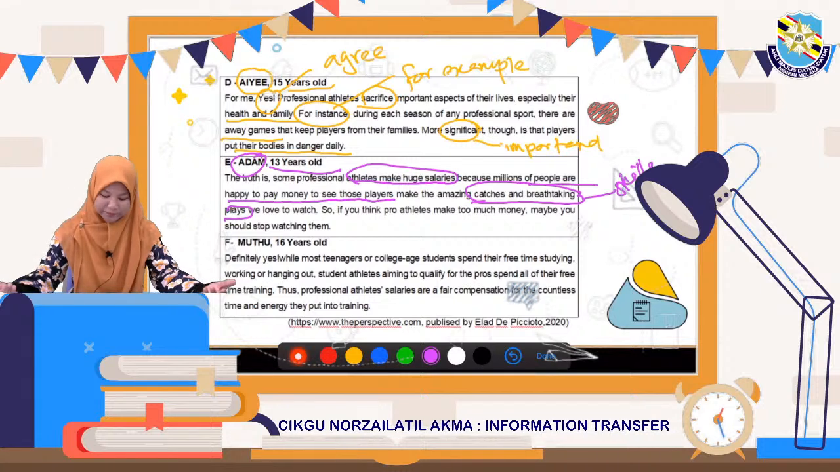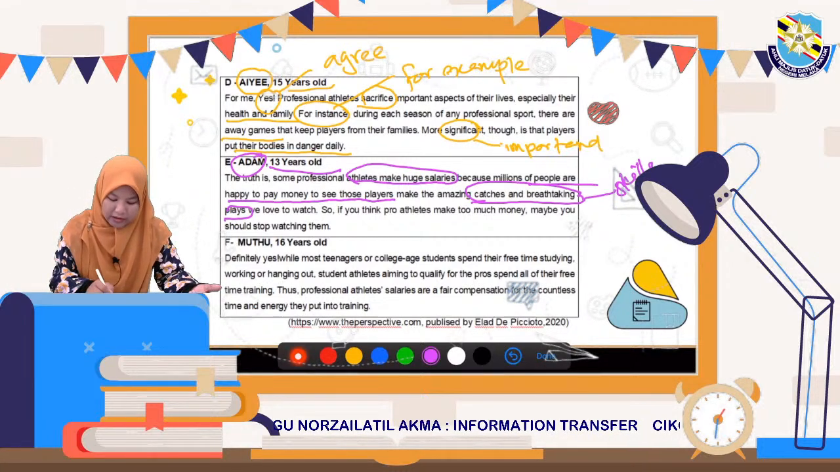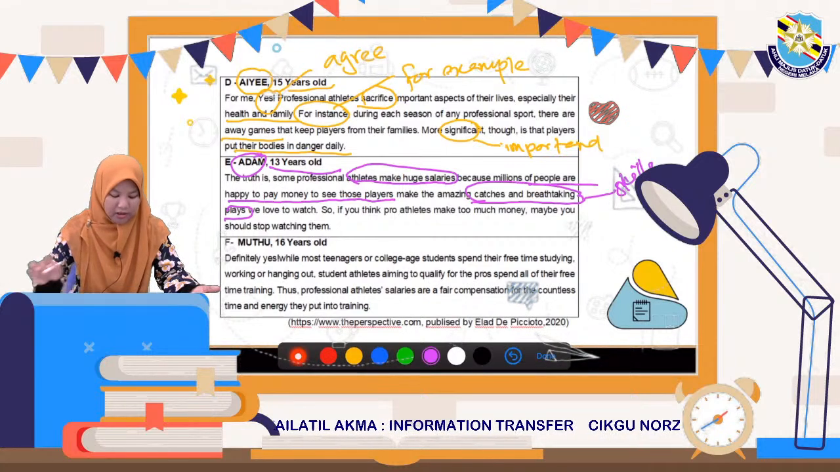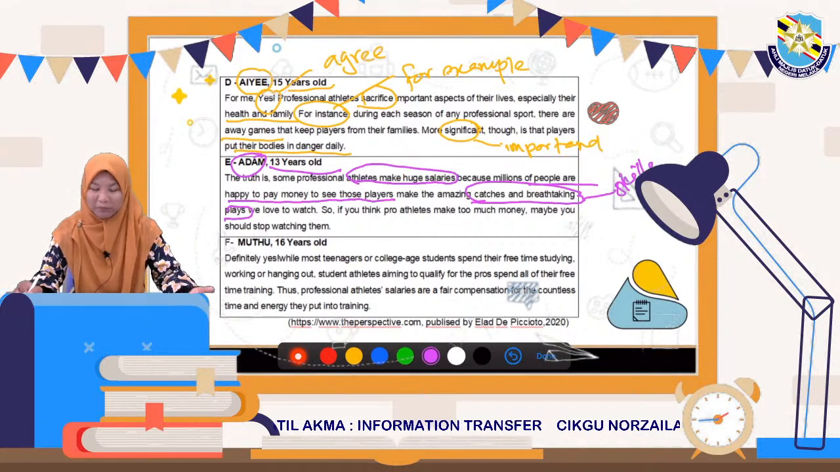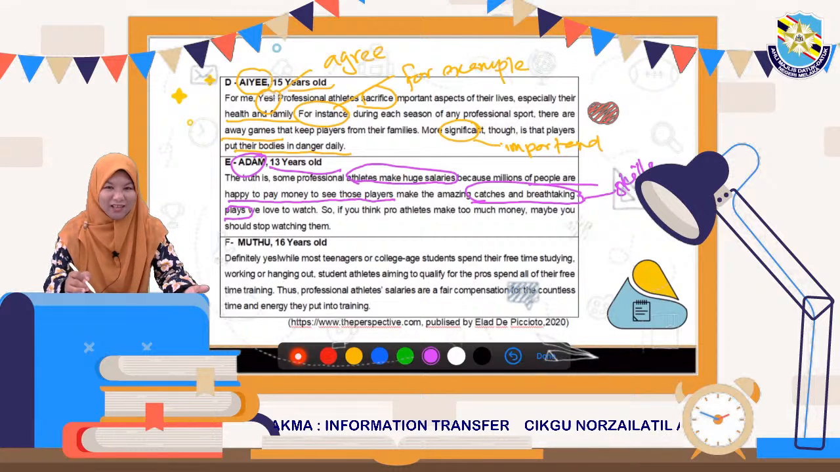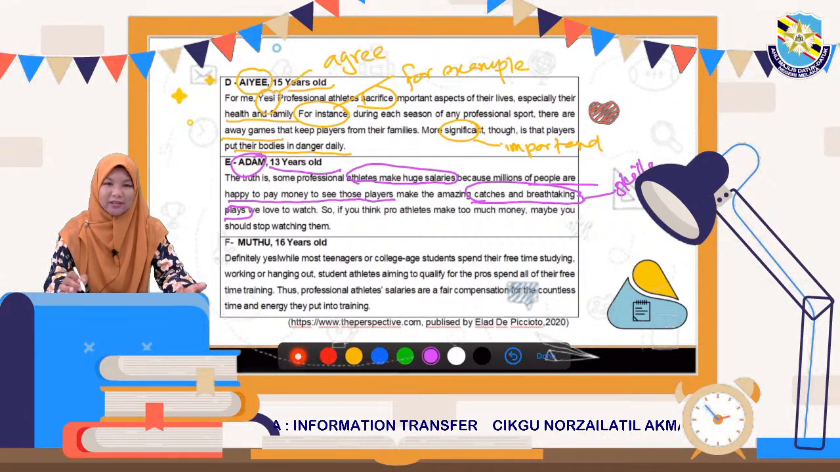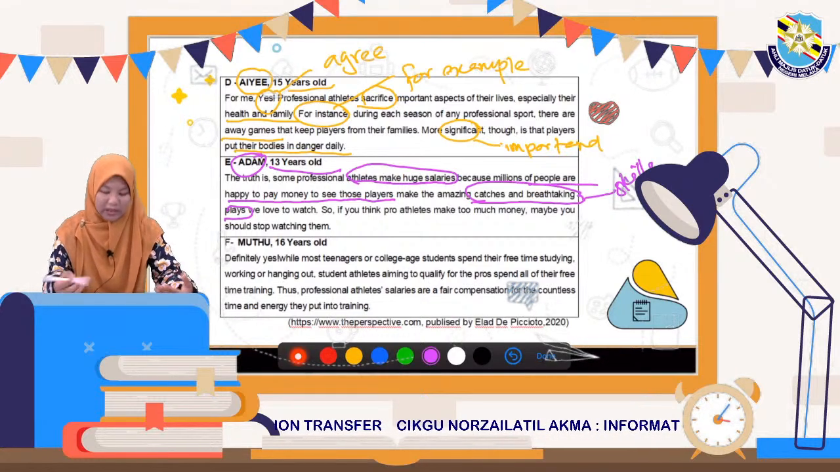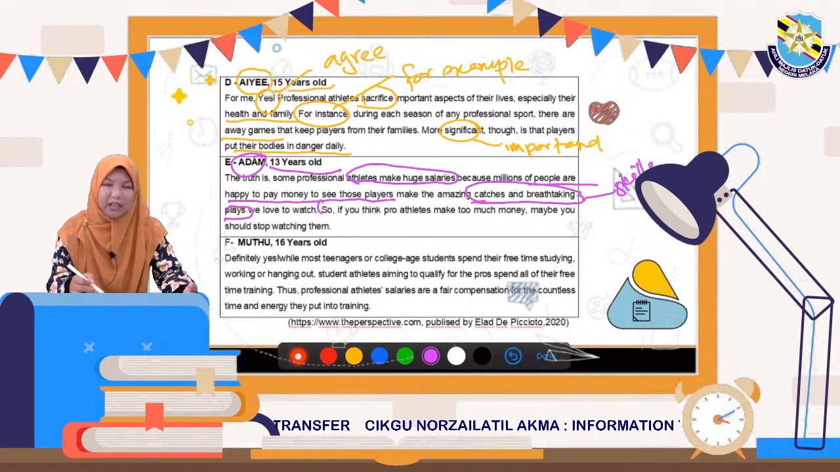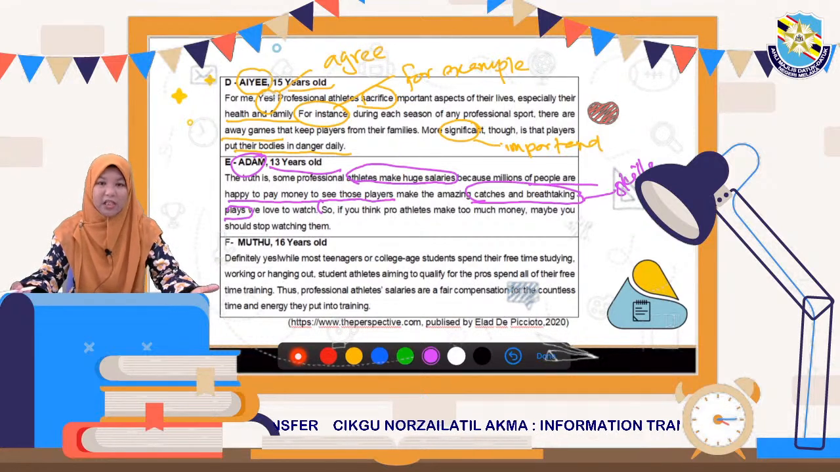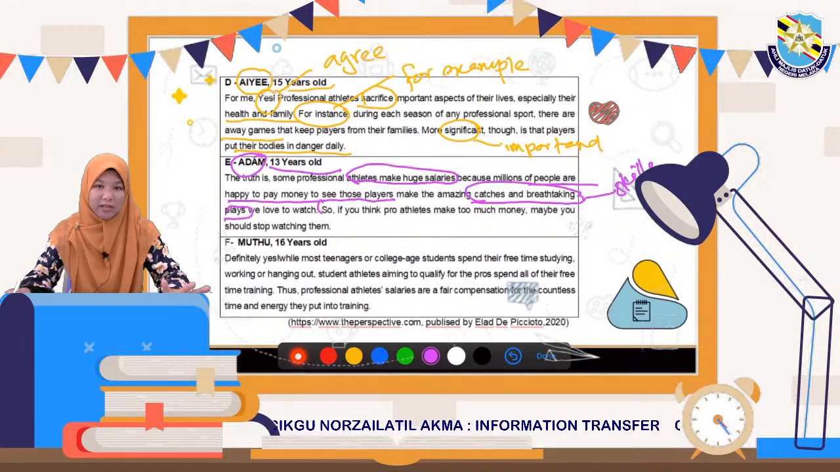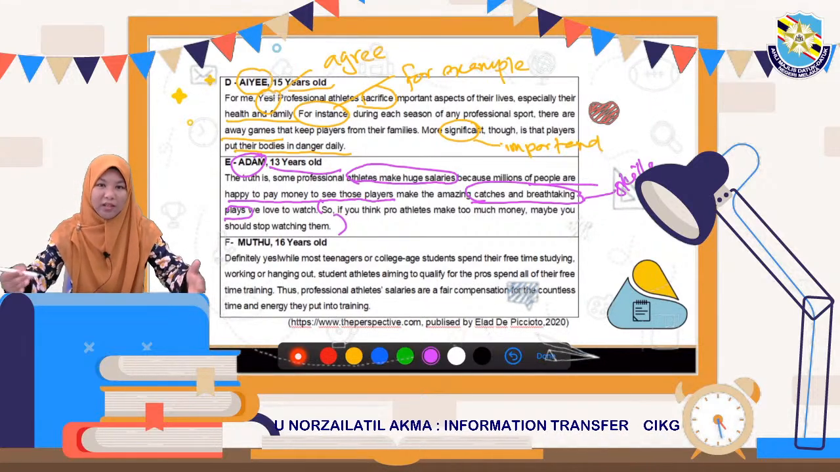Fans. So if you think pro athletes make too much money, maybe you should stop watching them. This will be a cynical remark from Adam. He actually criticized it. Basically here Adam said, if you have a problem with the players receiving high money, high salary, stop watching them. Do not watch them. Just let the fans go with it.